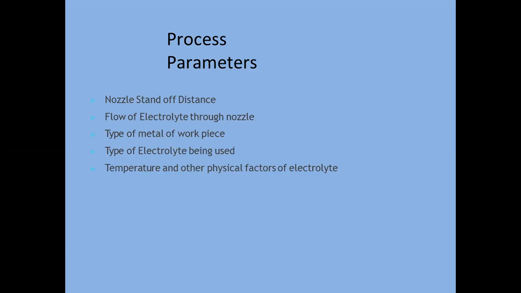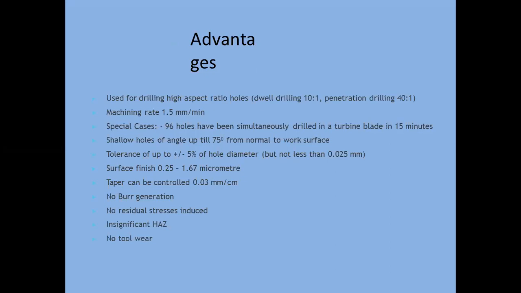Such process parameters we need to consider: temperature and other physical and electrical factors of the electrolyte. These are the process parameters which we need to maintain or provide before we machine a workpiece as per our requirement, so that by setting these parameters perfectly, we attain the process characteristics like surface roughness and material removal rate as per our requirement. What are the advantages?